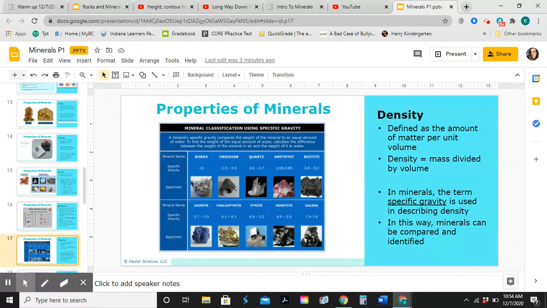Density is defined as the amount of matter per unit in volume. Density is found through mass divided by volume. In minerals, the term specific gravity is used in describing density. In this way, minerals can be compared and identified.